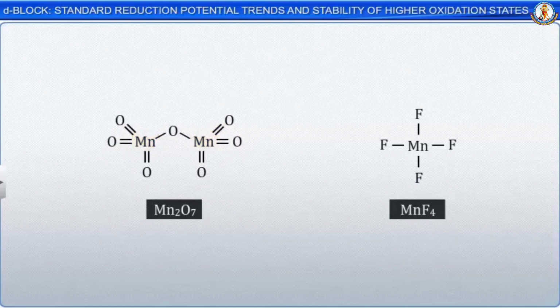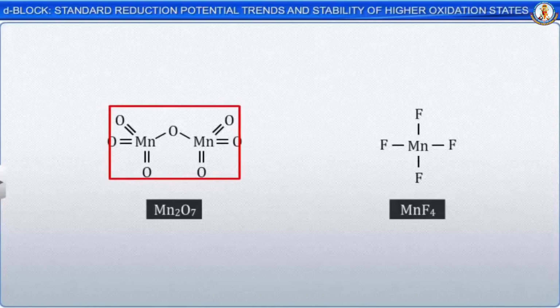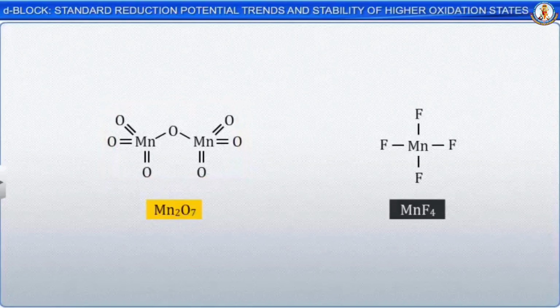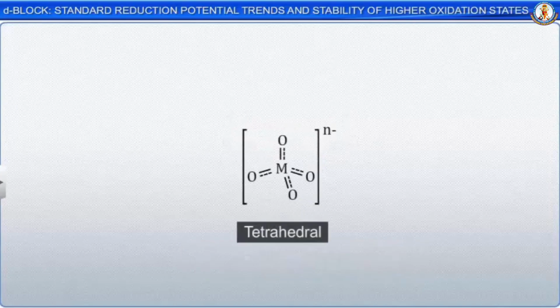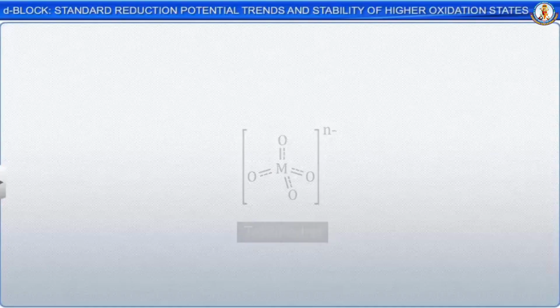This ability can be clearly seen in the covalent oxide, manganese heptoxide. In this compound, each manganese atom is surrounded by 3 doubly bonded oxygen atoms, including an Mn-O-Mn bridge. Similarly, oxygen also forms double bonds in the tetrahedral MO4 n- ions, known for vanadium-5, chromium-6, manganese-5, manganese-6 and manganese-7 ions.